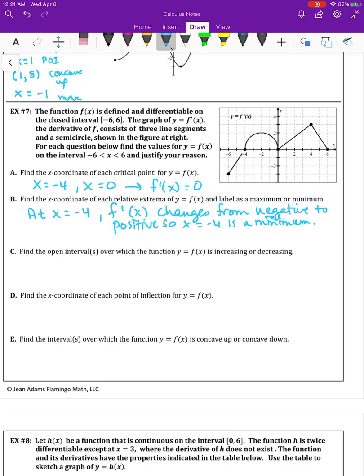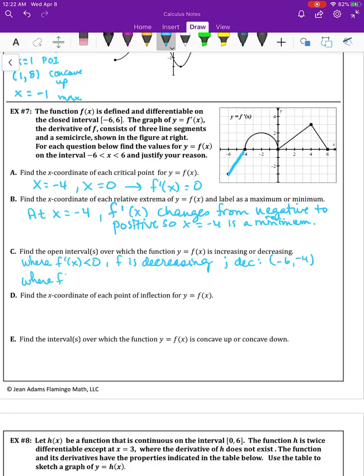For C, find the open interval over which the function y equals f of x is increasing or decreasing. Well, if we're looking at the derivative, we know that where the derivative is negative, which is from negative 6 to negative 4, that's where your function f of x is decreasing. So we're going to say where f prime of x is less than 0, f is decreasing.